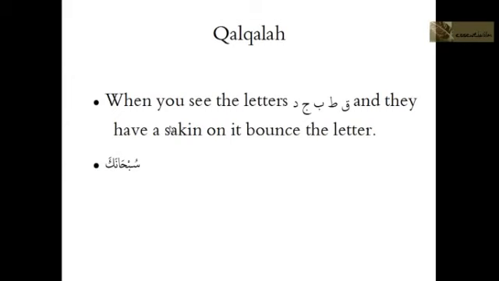The example is ba. Ba has sakin, right? The condition is that it should be sakin. So we say subhanaka, not subhanaka. We say subhanaka. We bounce on the ba. And that concludes the theoretical part of this lesson. Inshallah, now we'll practice in the Quran.